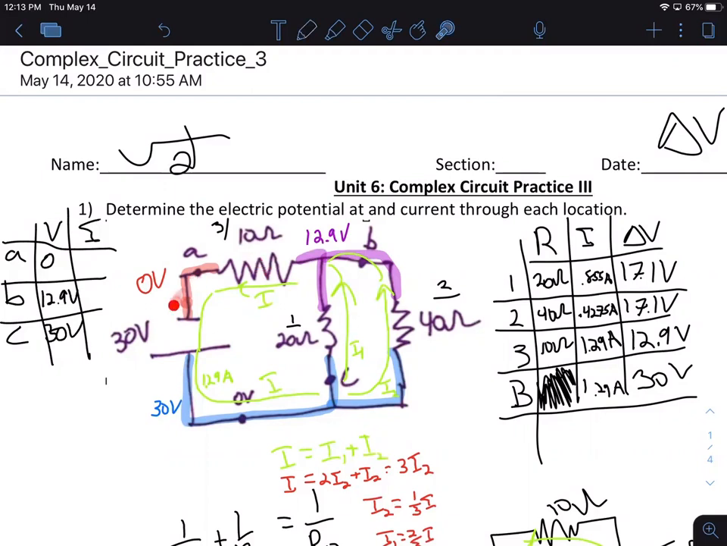Current-wise, A has the full current going through that spot, 1.29 amps. B has the current that's going through the outer loop here, which we found I2 to be 0.43 amps, just rounding that. And then C is on the center loop here, which is the current going through this guy, 0.86 amps.